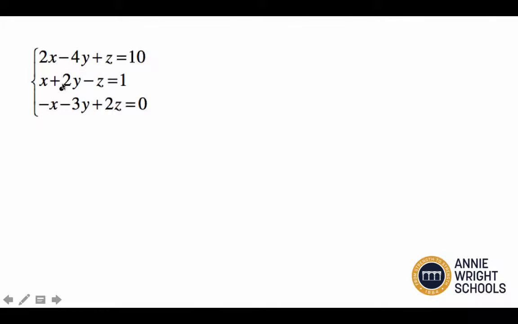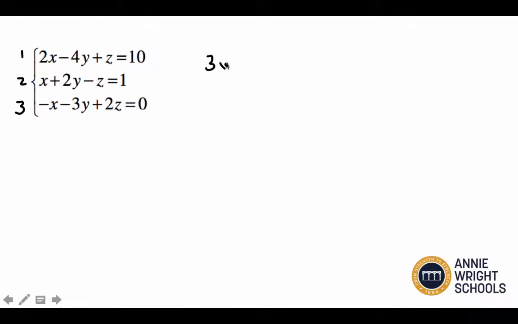So I notice right away I can eliminate x with these two, I can eliminate z with these two, and I can eliminate z here. So that's what I'm going to do. I'm going to get rid of z first. It doesn't matter. So I'm going to call these equations 1, 2, and 3. So first thing I'm going to do is add 1 and 2 together.